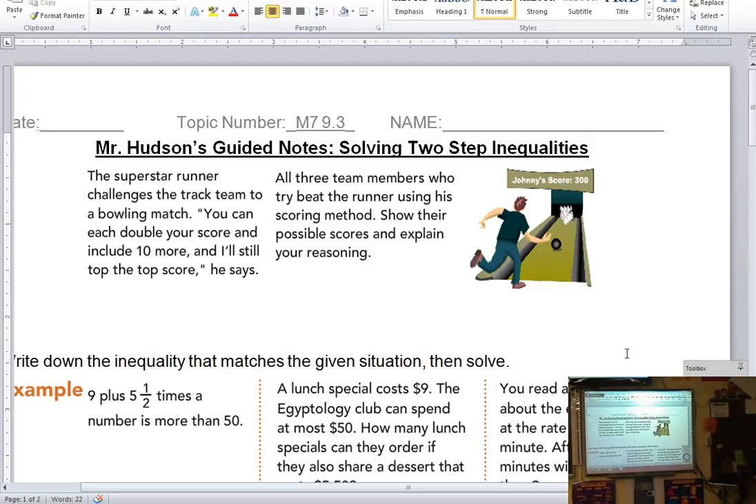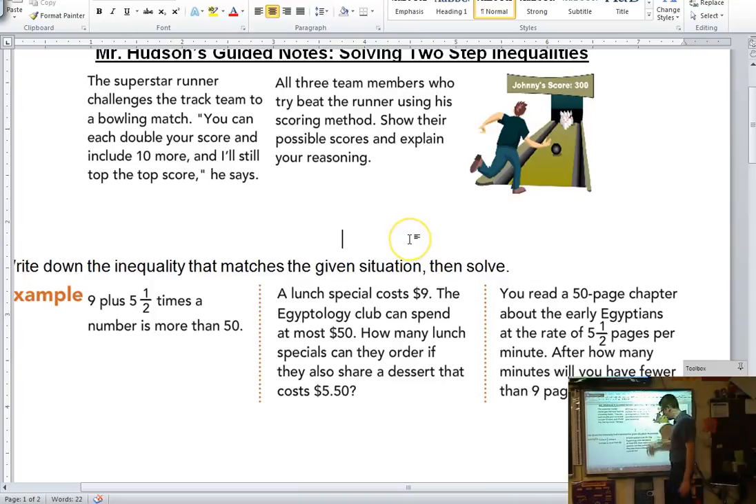If you think about taking your score, doubling it, and then adding 10 more, go ahead and write that out on your paper. Your score, we're going to double it, then we're going to include 10 more.